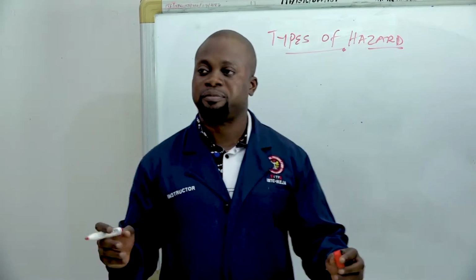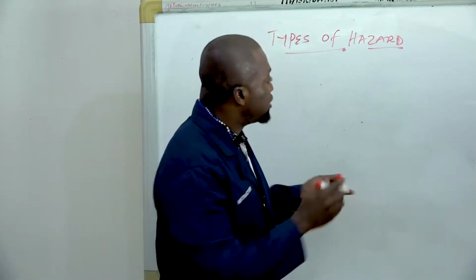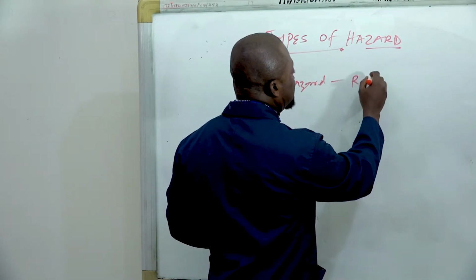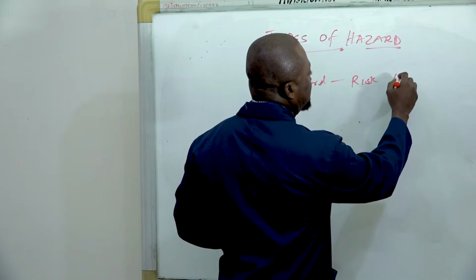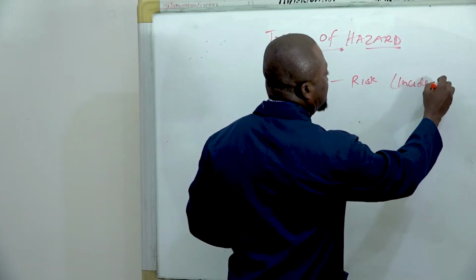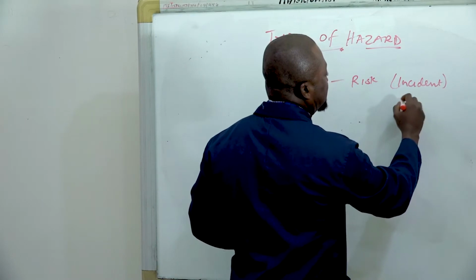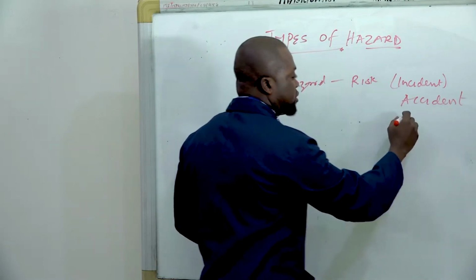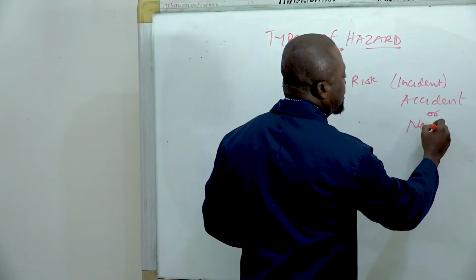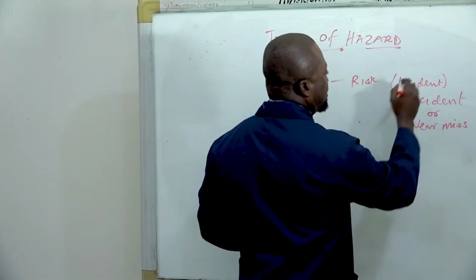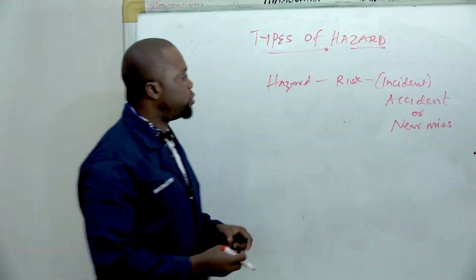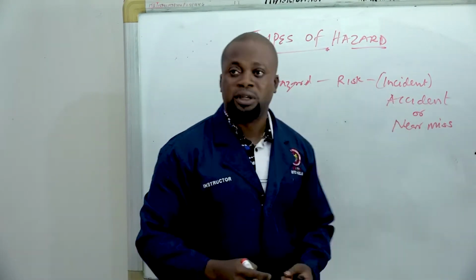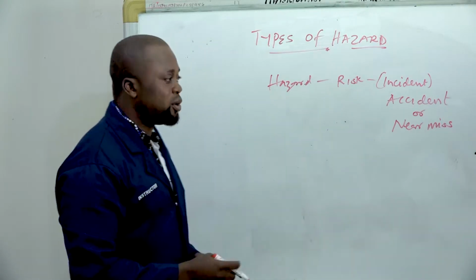And we looked at the relationship between hazards, risk, and incident. That leads to what? Accident or near miss. So we looked at hazards, risk as it is, and what? The incidents that lead to what? The accident or near miss.